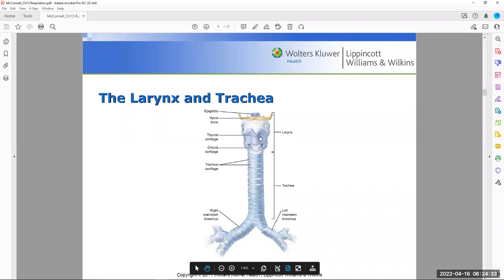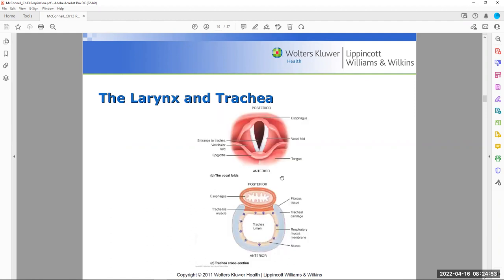In terms of the thyroid cartilage, usually with males, the thyroid cartilage is more pronounced. So therefore males have a bigger Adam's apple. Right? So that is sometimes one way of checking to see if it's male or female, just by looking at somebody. You can see that prominent thyroid cartilage, which is known as the Adam's apple.